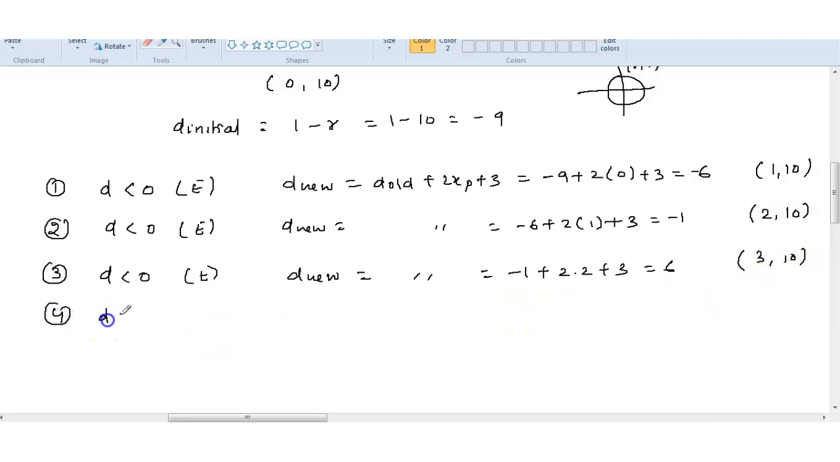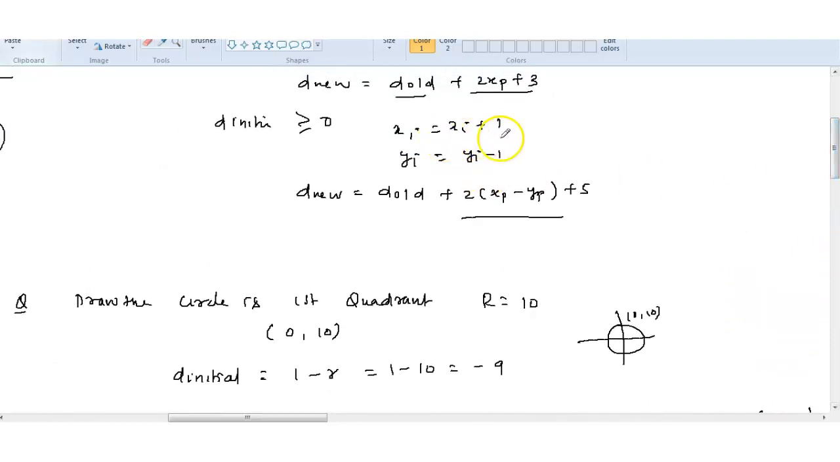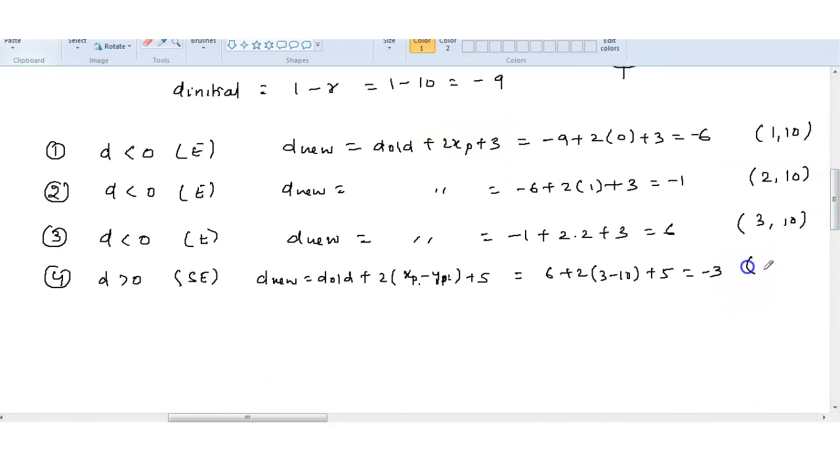Now we got here d is greater than 0. So we have to choose southeast. So the formula is d new is equal to d old plus 2xp minus yp plus 5. So d old is 6 plus 2 into xp. Xp is this one, 3 coordinate, and yp is 10. So 3 minus 10 plus 5. You'll get it here: 3 minus 10 is minus 7, minus 14, and this is minus 3. So when you are doing this one here, x has to increment, y has to decrement. So x coordinate will be 4, and now y decremented will become 9.